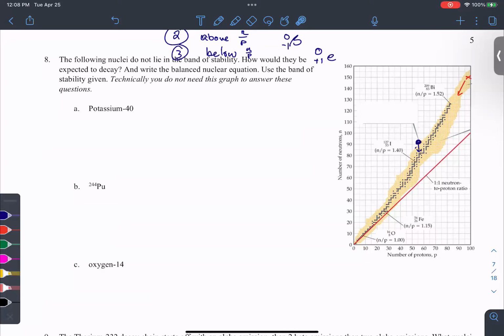So let's just go through these. Potassium 40, what kind of decay would you expect? This would have us calculate the neutron to proton ratio. Potassium 40, does that mean that there's 40 neutrons? No, this is your mass number. So this is neutrons and protons. Potassium has 19 protons. So how many neutrons are there? 21. And so what is that ratio? 1.10. So are we above, below, or at the belt of stability? Above, so this is going to undergo beta emission.